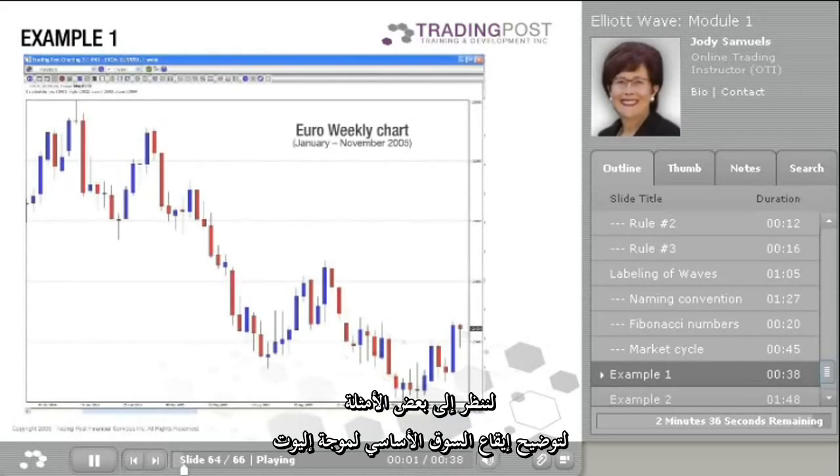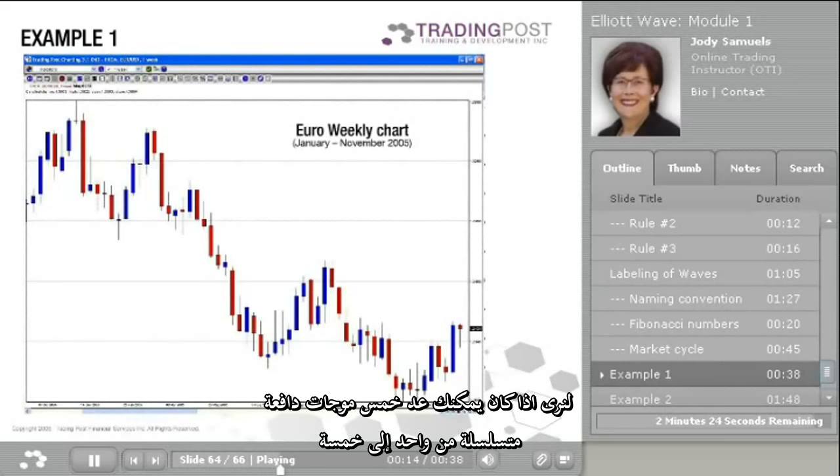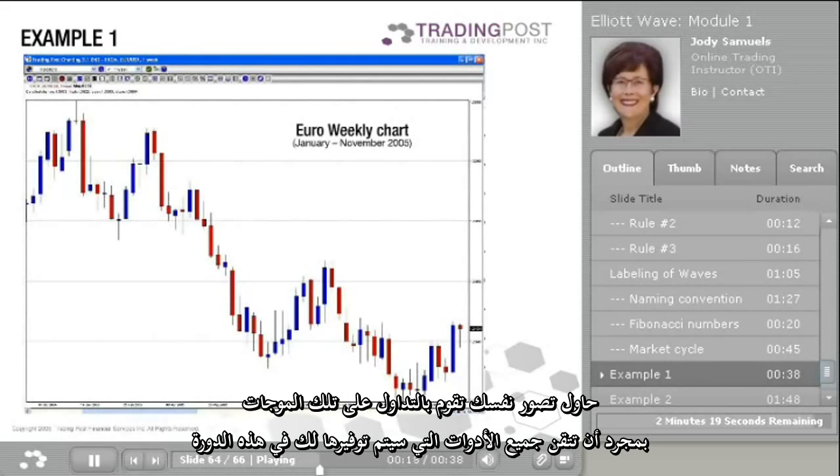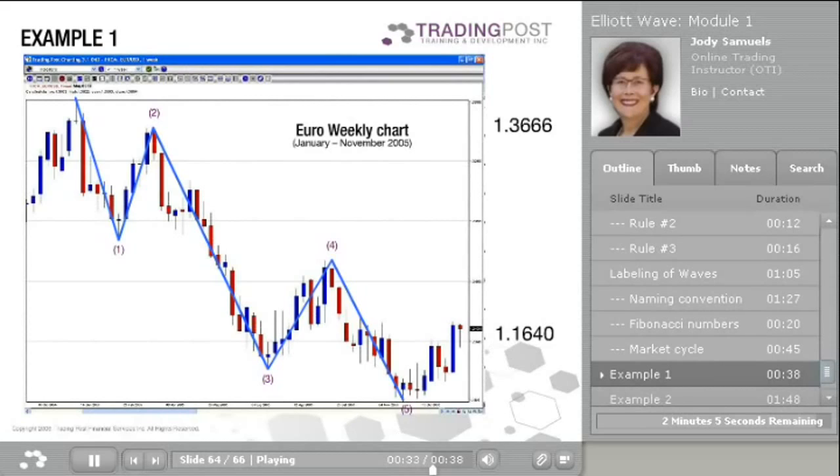Now we will look at some market examples to illustrate the basic rhythm of the Elliott wave. The first example is the weekly Euro chart from January to November of 2005. See if you can count the 5-wave impulsive sequence, waves 1 through 5. Start to envision yourself trading those waves once you have mastered all of the tools that will be made available to you in this course. The 5-wave sequence starts at 136.66 and ends at 116.40, taking almost a full year to complete.